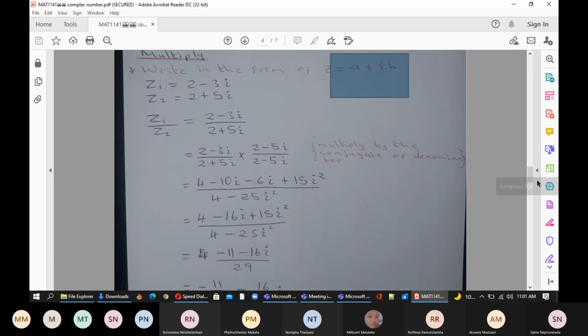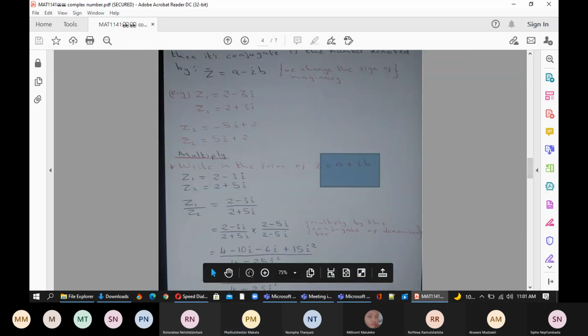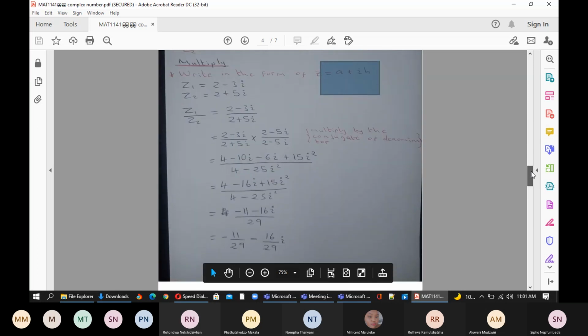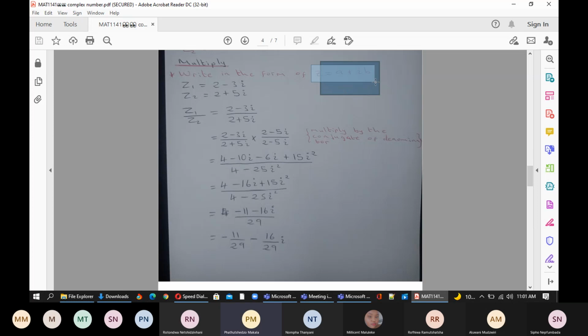Can you see that? Can you now see that? Yeah, we have reached what they asked. So you have to take note. We divide equation 1 by equation 2, therefore we multiply by the conjugate of the denominator always. Can we proceed?